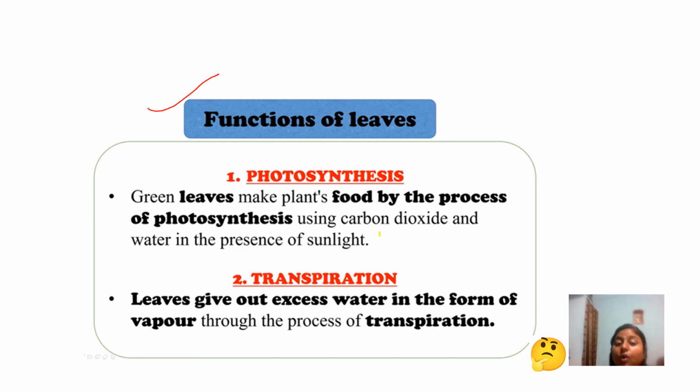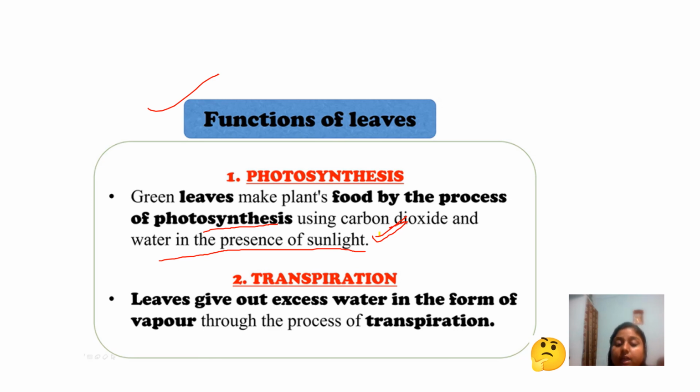Function of leaves. We all know that photosynthesis takes place in leaves. Green leaves make the plant's food by the process of photosynthesis, using carbon dioxide and water in the presence of sunlight. We all know that carbon dioxide and water are used by the plant to make their food, and this whole process happens in the leaves.